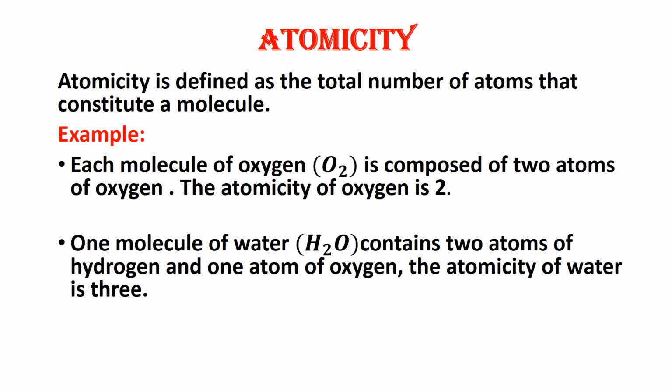Atomicity. Atomicity is defined as the total number of atoms that constitute a molecule. Students, we have already discussed molecules. Molecules are made up of two or more than two atoms. So, an example of atomicity is this molecule of oxygen, which is composed of two atoms of oxygen. So, the atomicity of oxygen is 2.